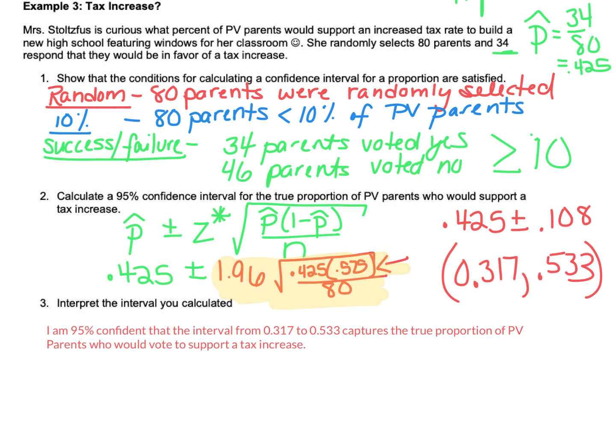Now let's interpret that. My interpretation is that standard statement I gave you. I am 95% confident that the interval from 0.317 to 0.533 captures the true proportion of Pequea Valley parents who would vote to support a tax increase. Okay, you'll occasionally see people change these to a percent. If that's easier for you to talk about and interpret, you could make it between 31.7% and 53.3%.